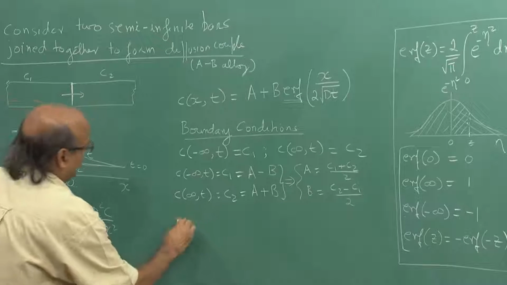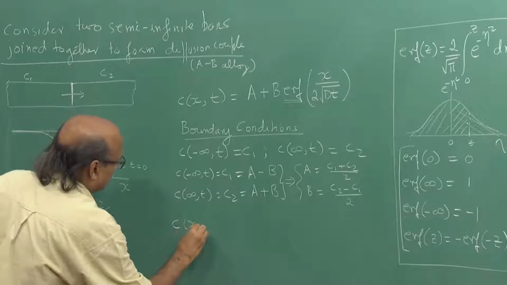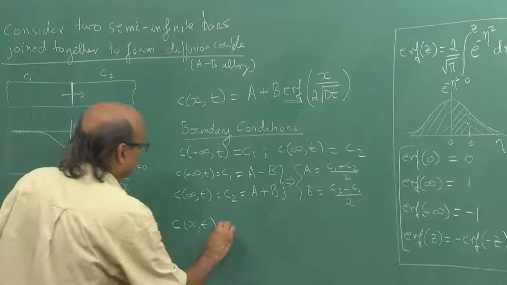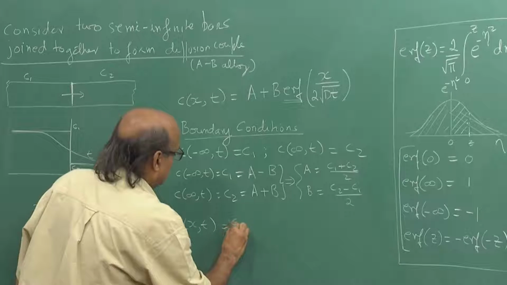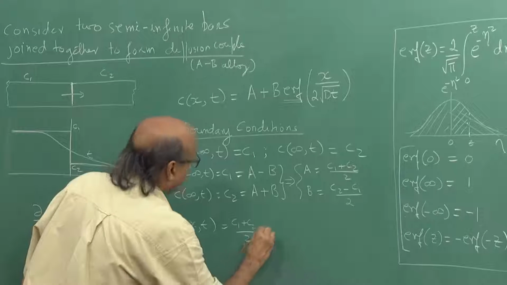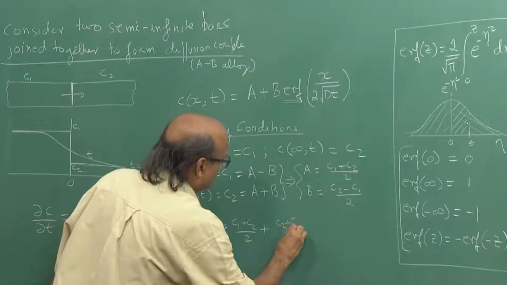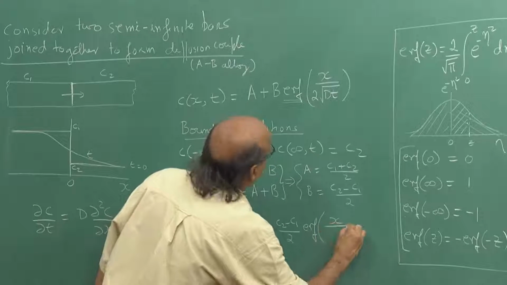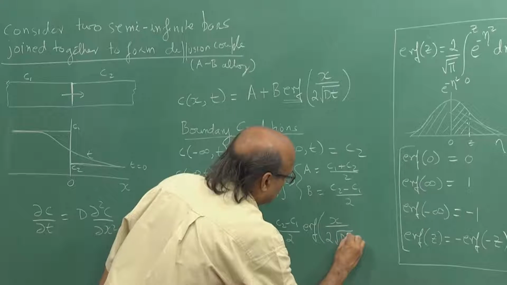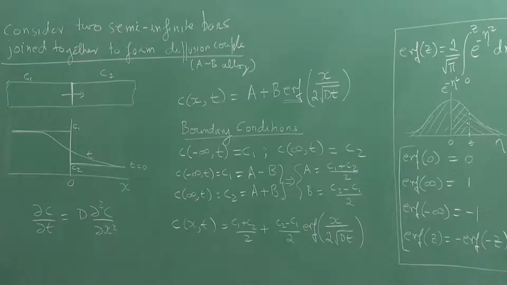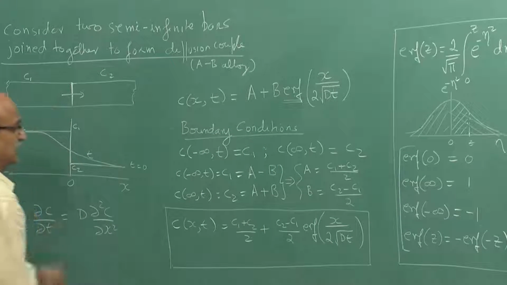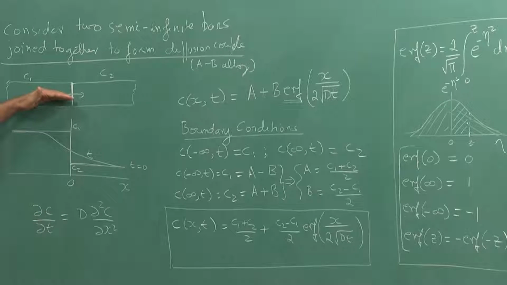Hence, now we have it that the concentration profile of the B atoms in this diffusion couple is given by C1 plus C2 divided by 2 plus C2 minus C1 divided by 2 times error function of x upon 2 square root of Dt. So, this gives me the solution of how the concentration is going to change in a diffusion couple.